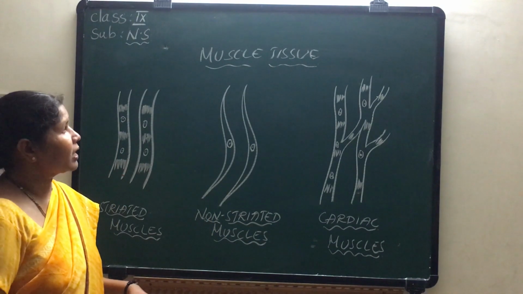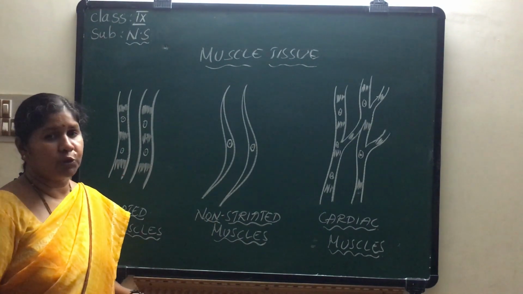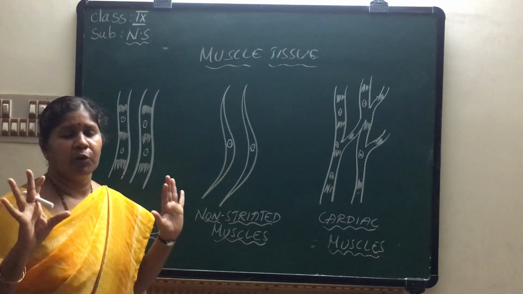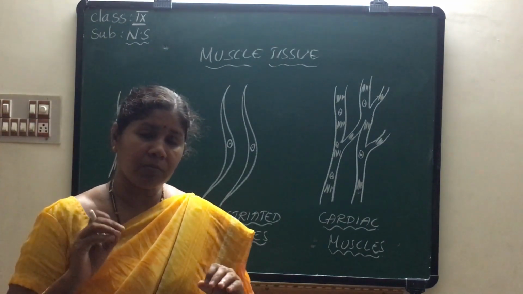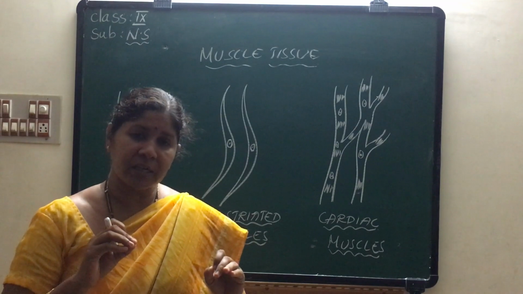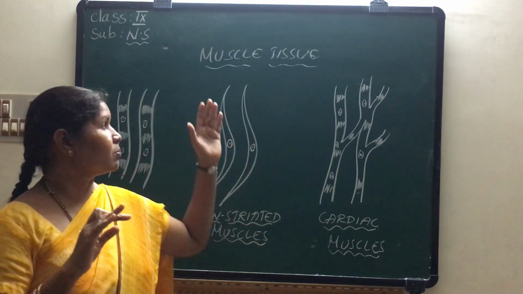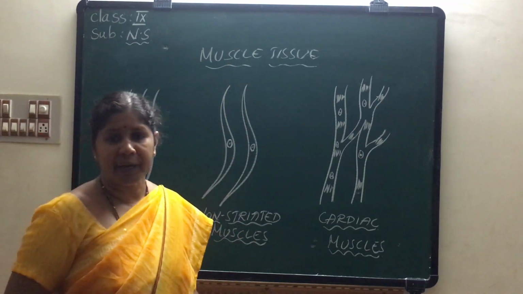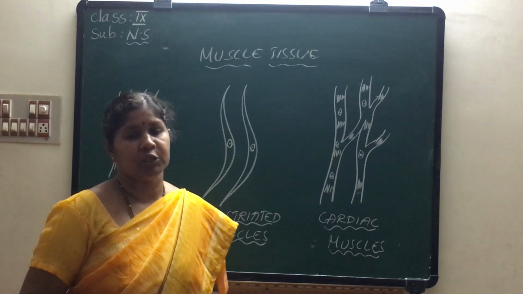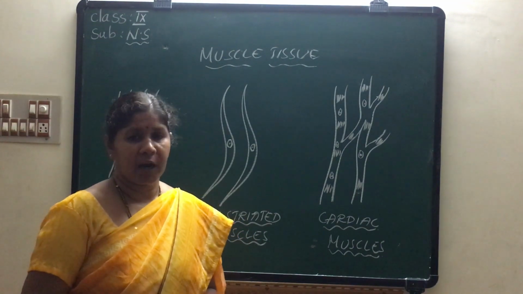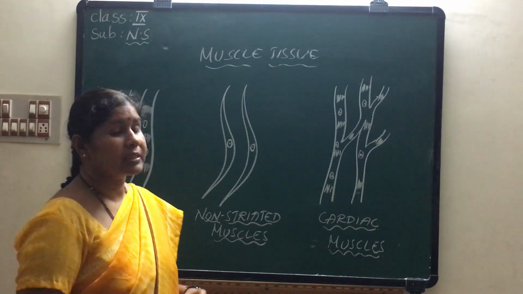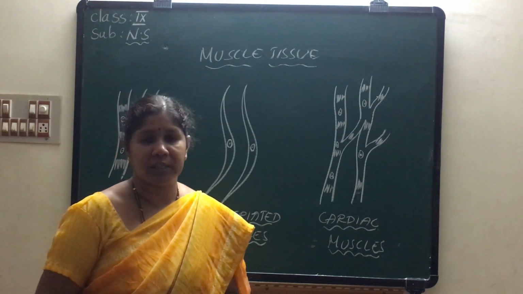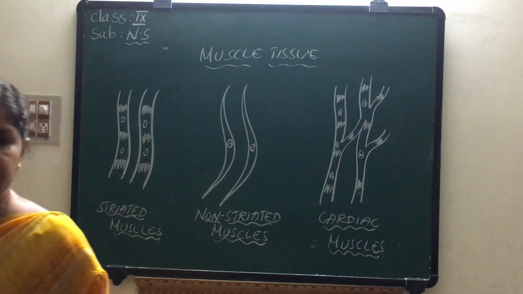So this is about the muscle tissue. If there are no muscles, there won't be any working of our body organs. As much as the remaining organs are important, that much this muscle tissue is also very important. Now come to the next part of your lesson, that is nerve tissue.